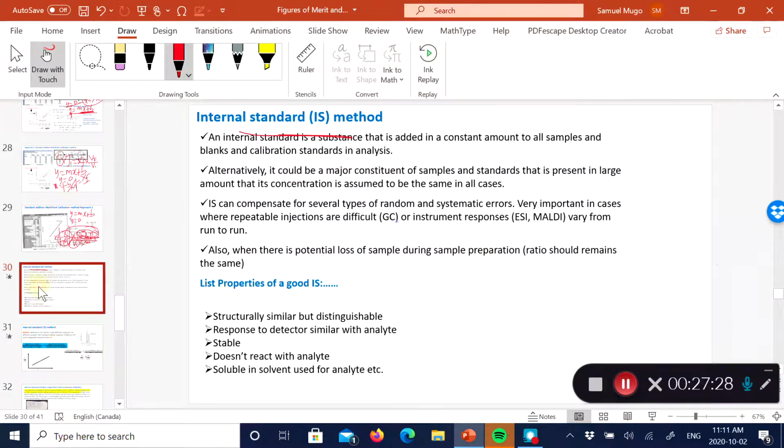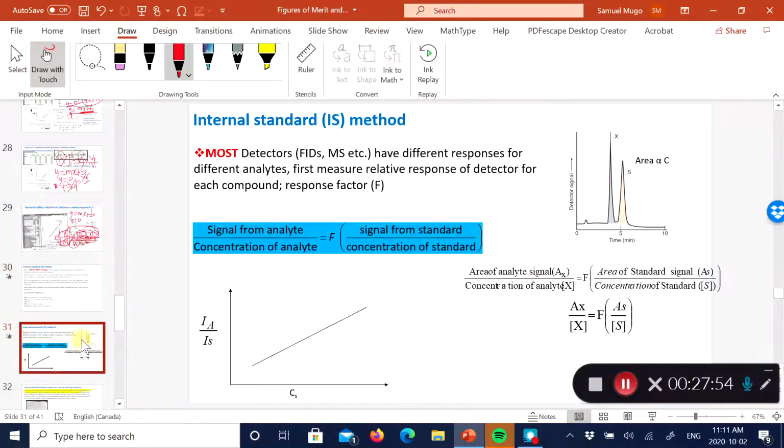You would take the unknown and spike it with the internal standard. And as I've said, the internal standard that you choose should have all these properties: structurally similar but distinguishable. It should respond to the detector in a similar way as the analyte. It should be stable, it should be soluble in the same solvent. It should not interfere or react with the analyte.